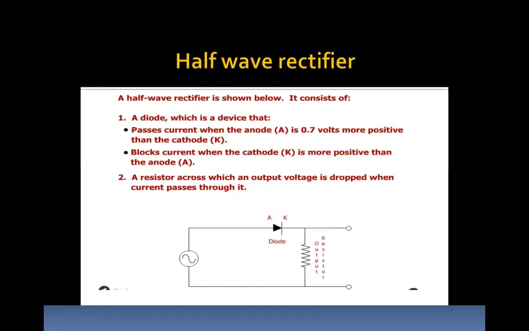The half wave rectifier is shown, and here we have a symbol. This is a PN diode. Only one diode is used. This is an AC symbol. And this is a load resistance across which we measure the output.